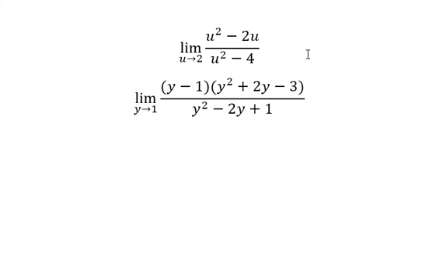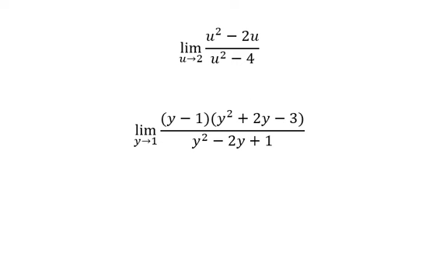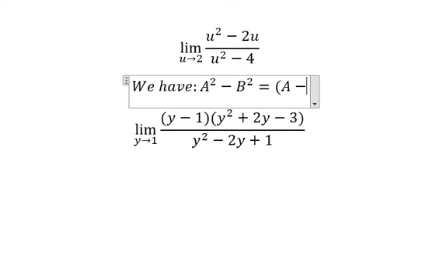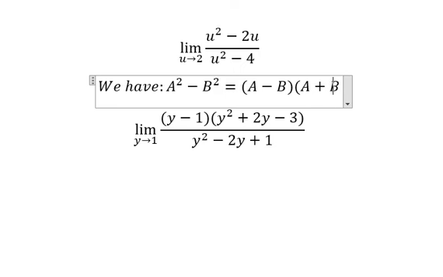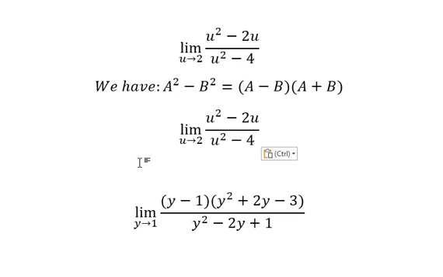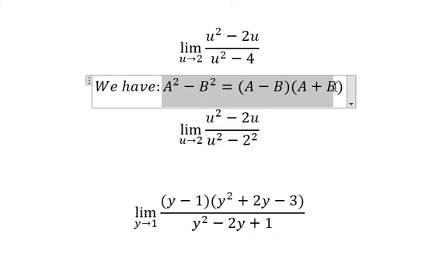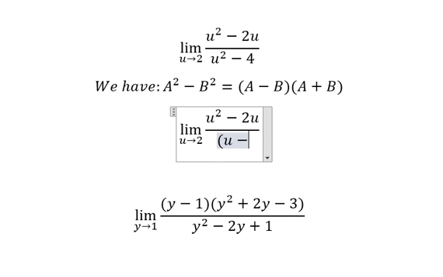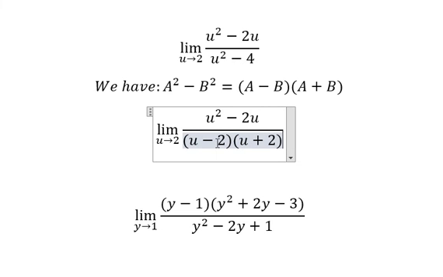Now let's go to question number 2. We can use the formula in here. That is a square minus b square equals to a minus b multiplied by a plus b. So in this one, we see that number 4 is 2 squared. So we apply the formula in here, and we have u minus 2, u plus 2.